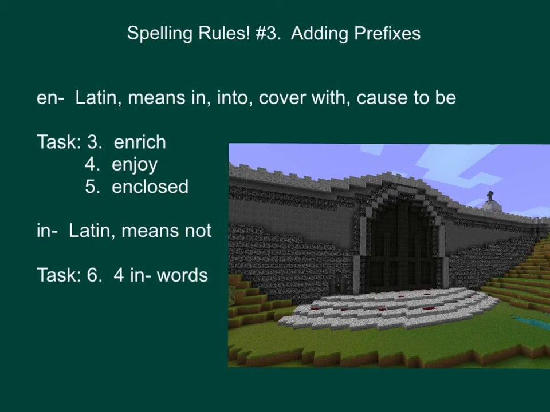In this case, for number 6, I'm so confused, I'm sorry. For number 6, don't be confused. You're just going to write 4 in- words, where you take a base word and add in to it, and it means not, like inconceivable. Oh, that's a great movie. Anyway, on we go.